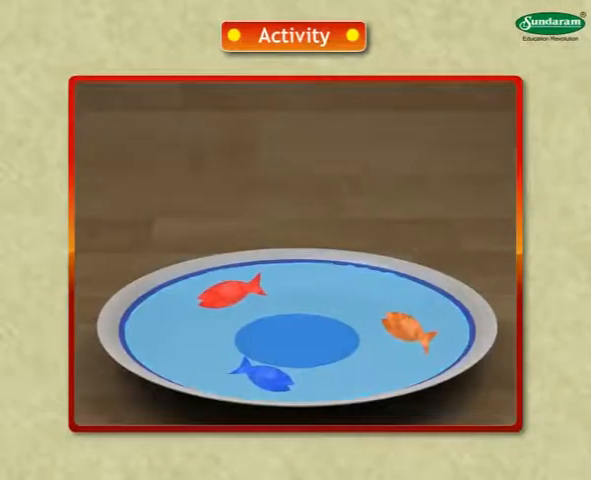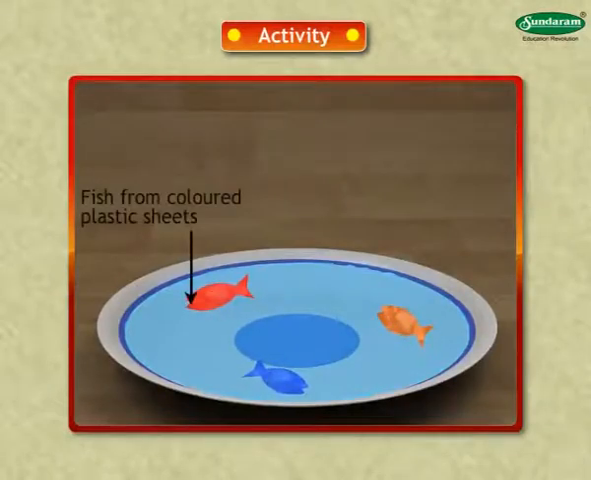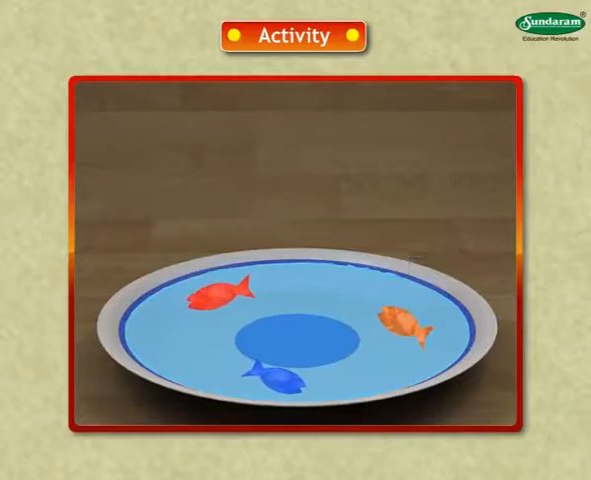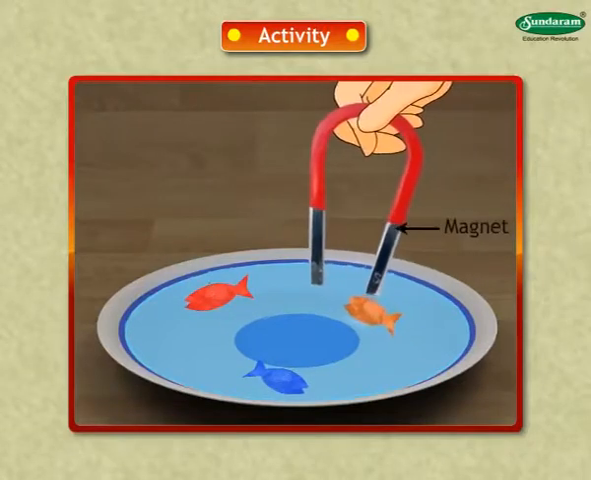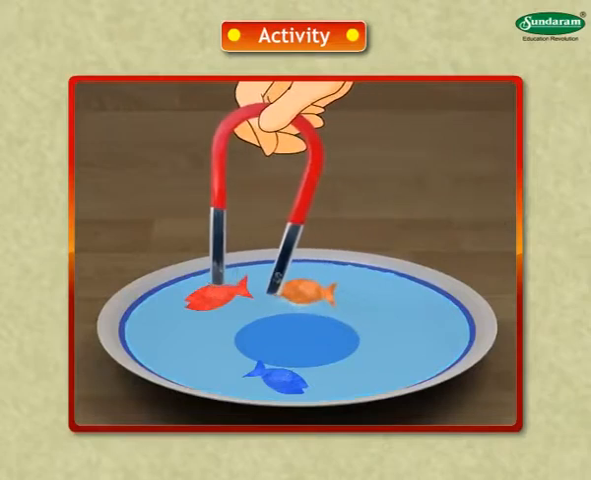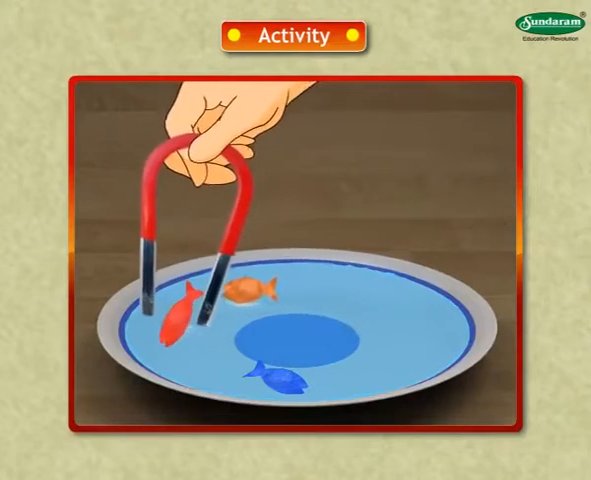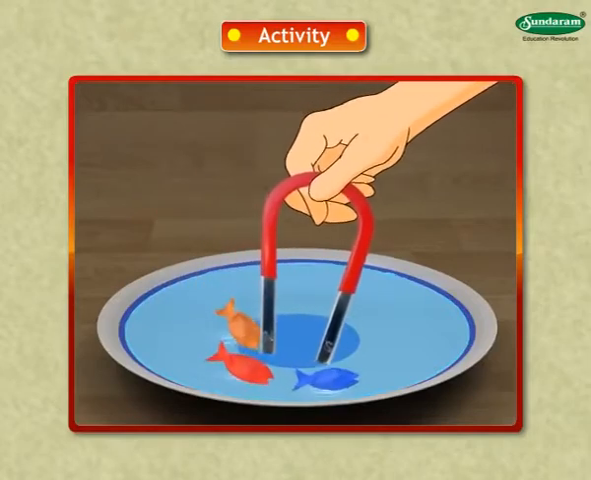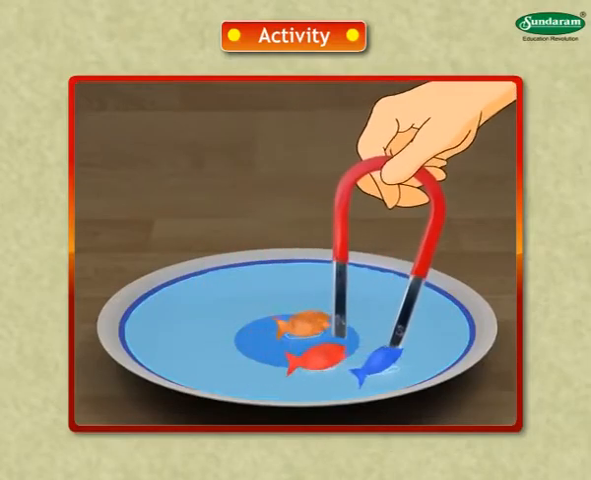Guess the force that moves the fish. Cut out little fish from colored plastic sheets. Fix a small pin to each. Take some water in a wide pan and release the fish in the water. They will float. Take a magnet and move it over the water's surface. You will see the fish move. Use this idea to make some new toys.